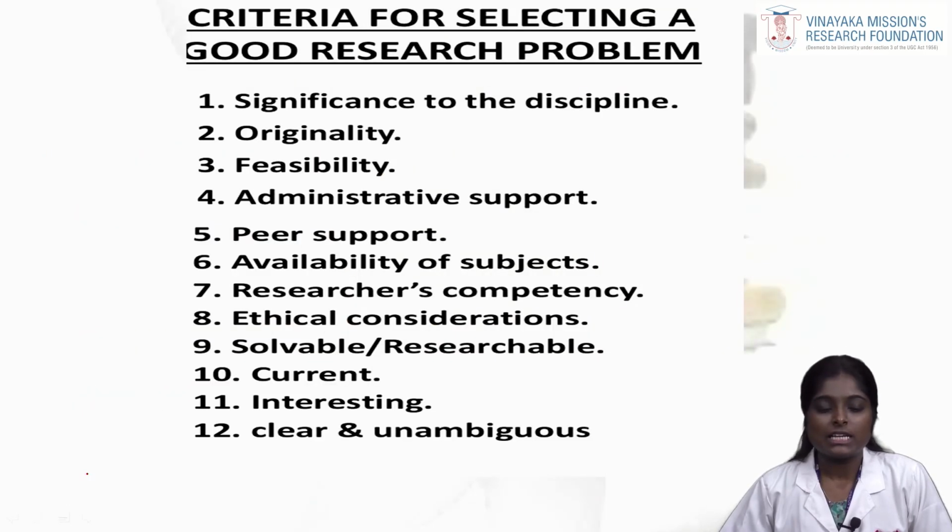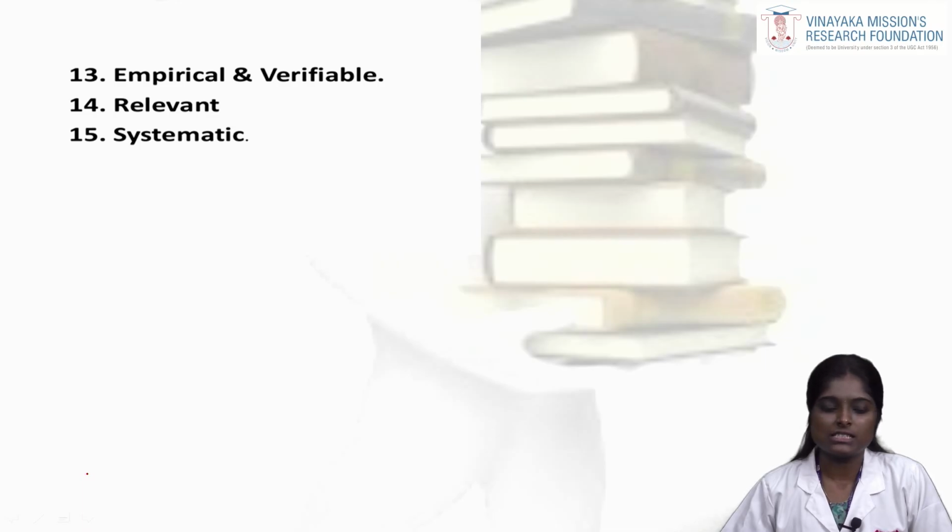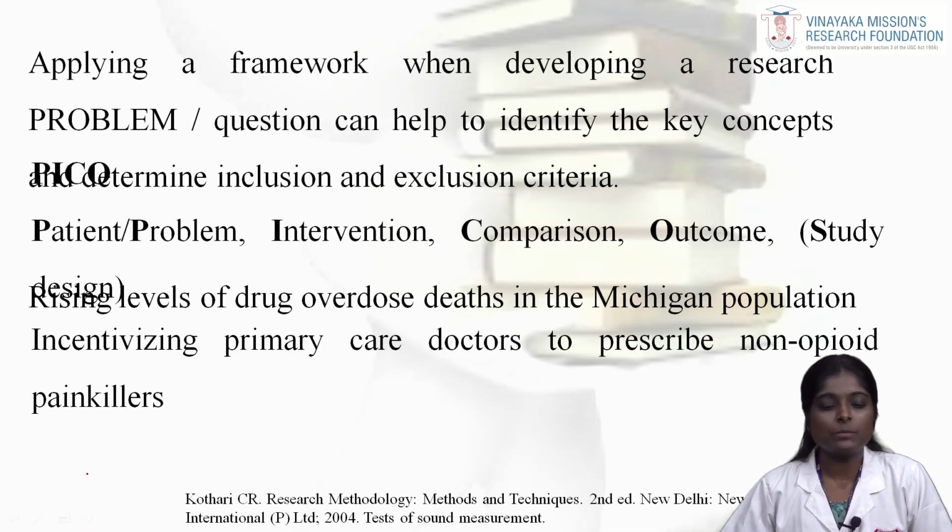So, good criteria for selecting a good research problem. As we have discussed the SMART technique, here is another technique for the research problem. It should be significant to the discipline, with originality, feasibility, administrative support and peer support, availability of subjects, and good researcher competency. Ethical considerations should be considered, no unethical practices are allowed in research. It should be a solvable or researchable problem, current and interesting, clear and unambiguous, empirical, verifiable, relevant and systematic. So, applying a framework when developing a research problem.